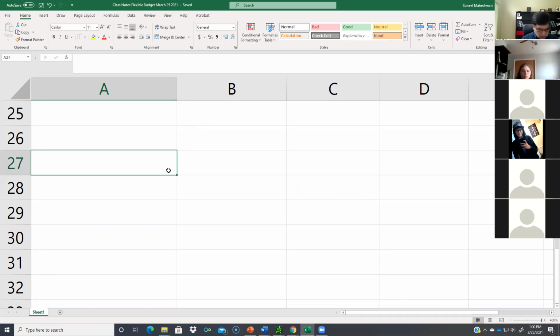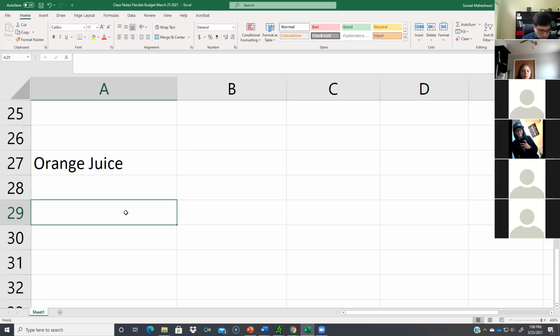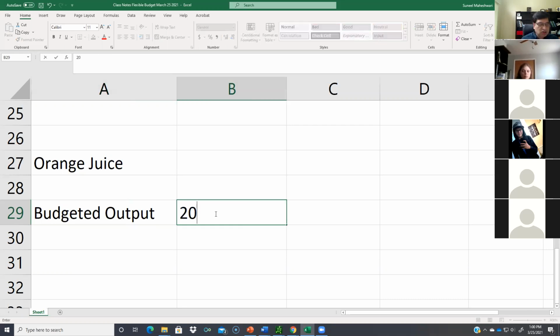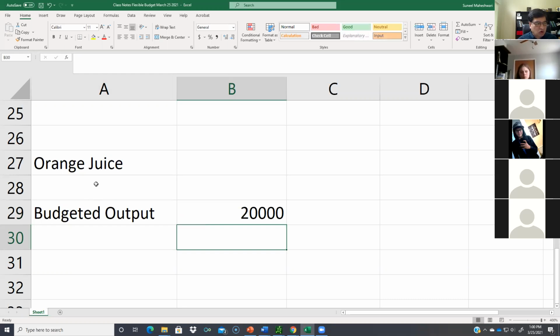Suppose you sell orange juice in bottles. So your budgeted output is say 20,000 bottles. I'm making these numbers up as I'm going. The numbers are not going to make any difference at this point of time. But your budgeted output is say 20,000 bottles of orange juice.